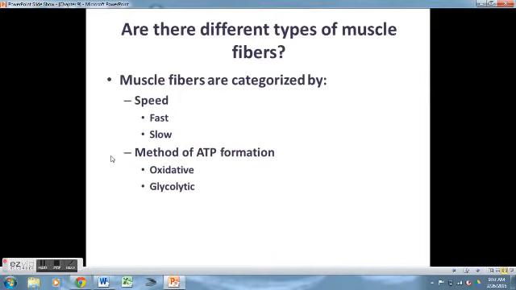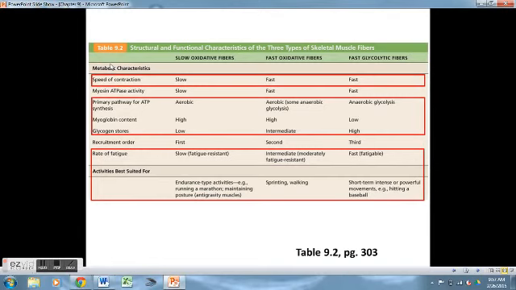Now, there's a couple of different kinds of muscle fibers. Not all muscle fibers are created equal. So we can categorize them by their speed, fast and slow, as well as how they like to form ATP, either oxidative, which means it's going to involve oxygen, or glycolytic, which means it's not.